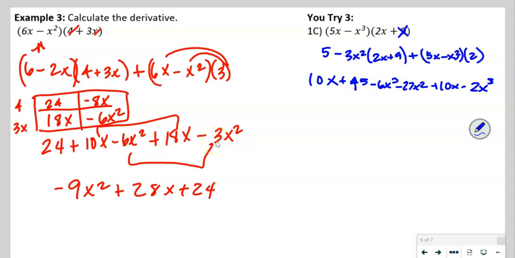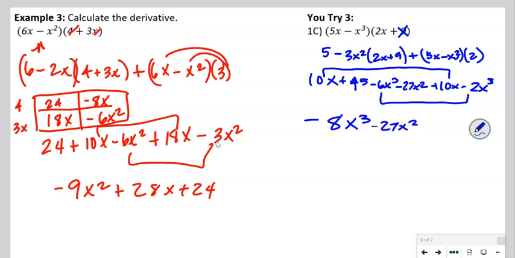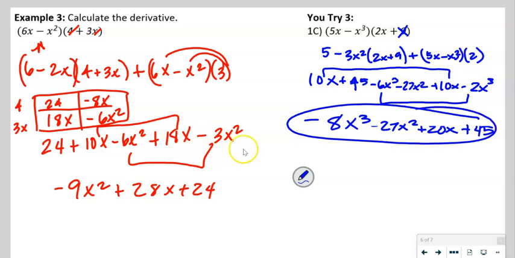Okay, just double checking my work here. So here again, let's see what we have. I notice a 10x and a 10x there. I notice a negative 6 and a negative 2. So looks to me like I got negative 8x to the third minus 27x squared. Then I've got 10 and 10, plus 20x. And then I've got plus 45. So there we go. There's the answer to that one. One more, y'all.